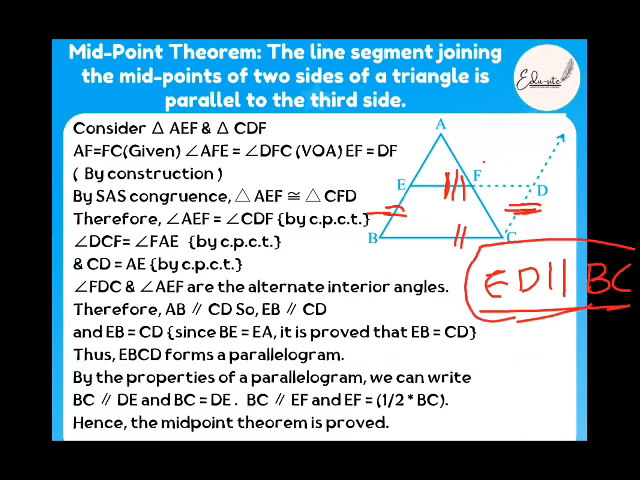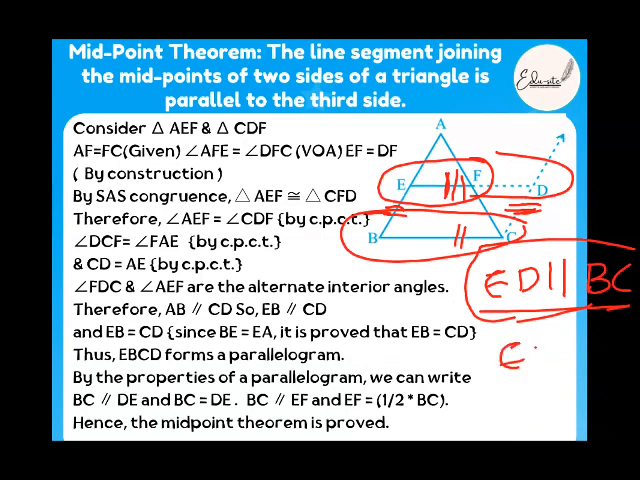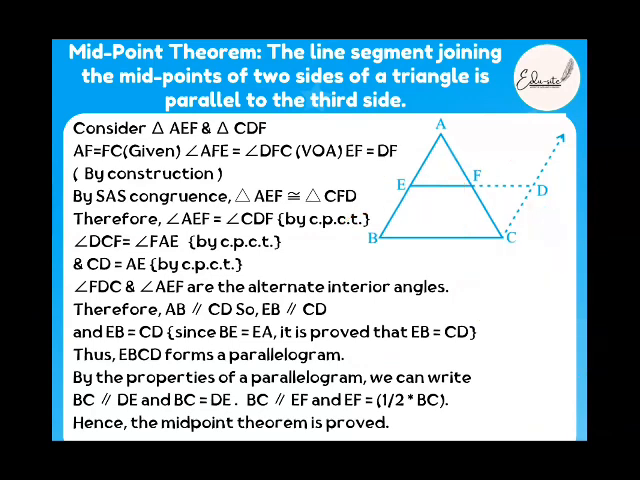EF is parallel to BC. If ED is parallel to BC, then its part EF is parallel to BC. This is the proof, the first proof. The second proof is that you have to show EF is half of BC. How will we prove that?